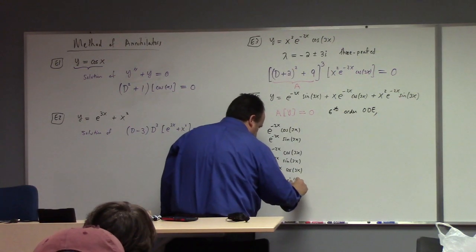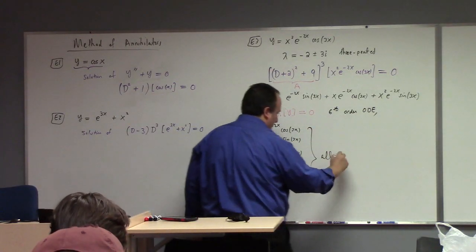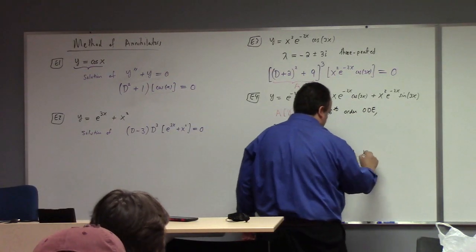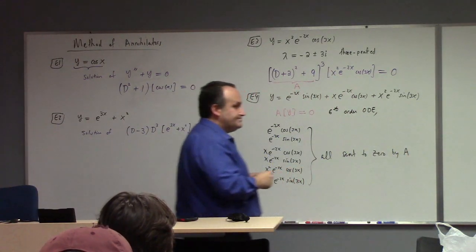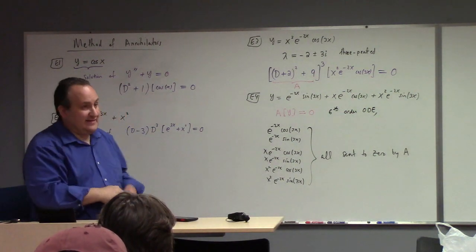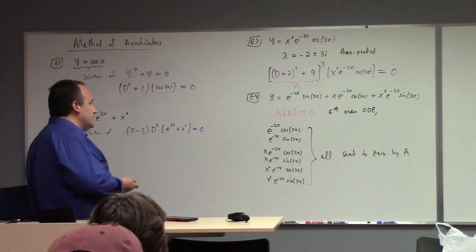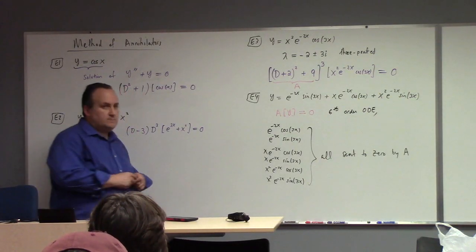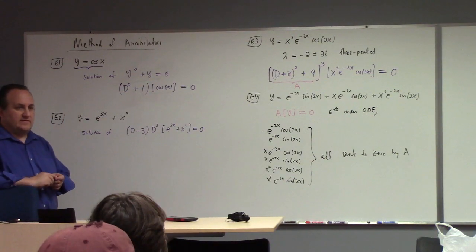All of these are sent to 0 by my annihilator there. And therefore, because it's a linear operator, if I take any linear combination of those, it likewise sends them to 0. Are you guys starting to see what I'm doing? This is a kind of harder example.